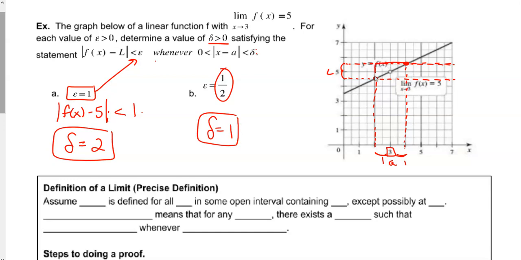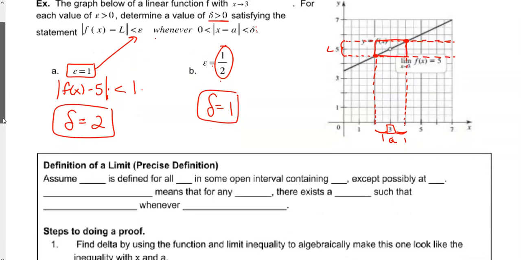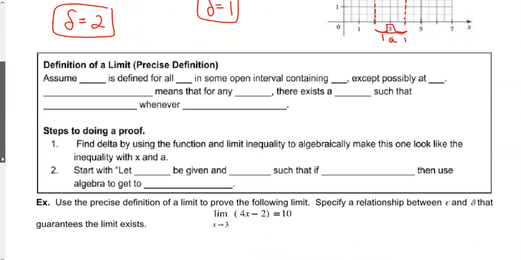Again, now I've created this rectangle here that we are honing in on. And hopefully you see that as epsilon gets smaller and smaller and smaller, this rectangle gets smaller and smaller and smaller around that limit, and hence there's the precision of that definition of a limit. Okay, so those are some tangible things to find delta.